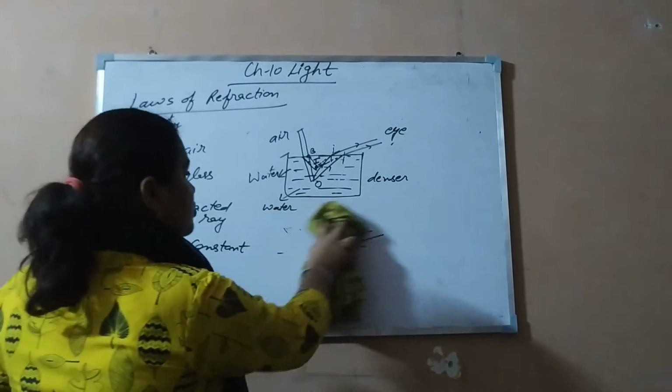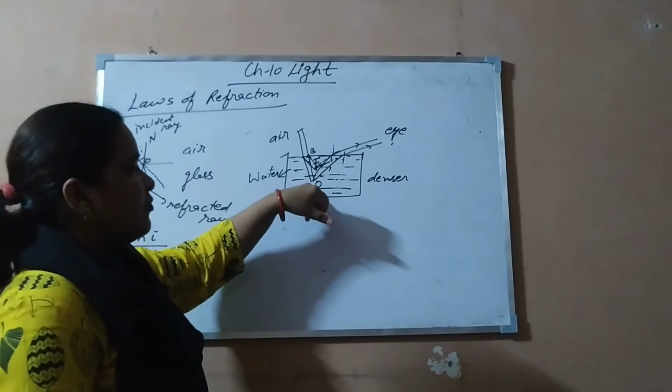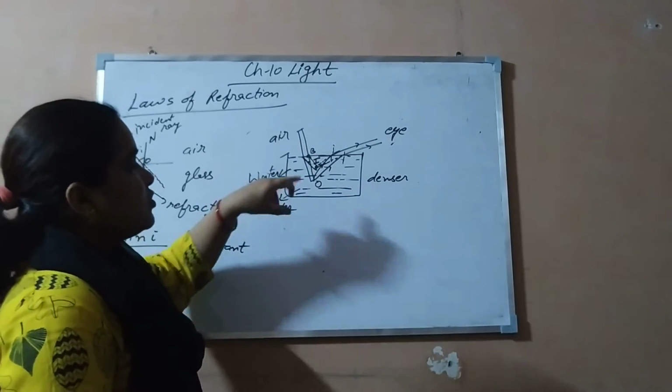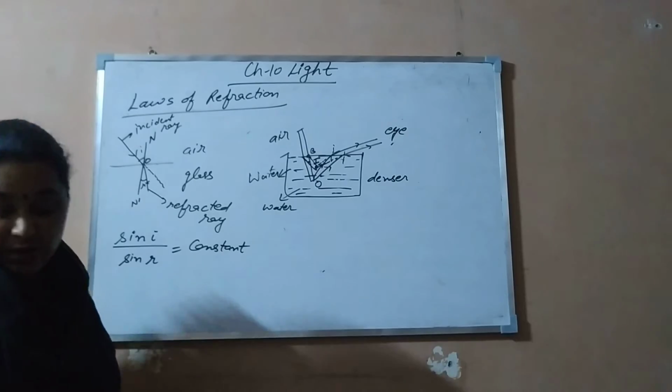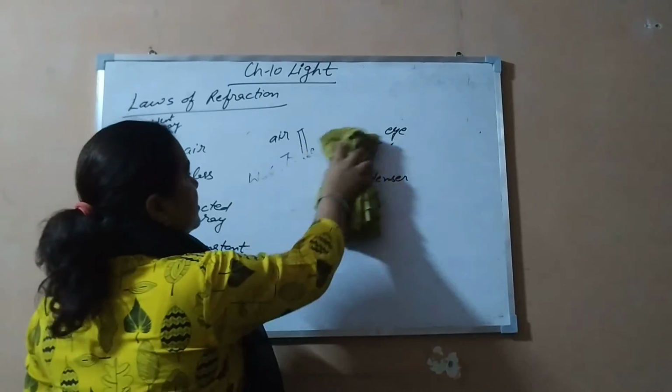If someone asks why a pencil or stick partly immersed in water appears bent at the interface of two media, a question that used to come in the paper, this is due to refraction of light, and you can explain it with this diagram. Now let us do another example. The second example, the pool.